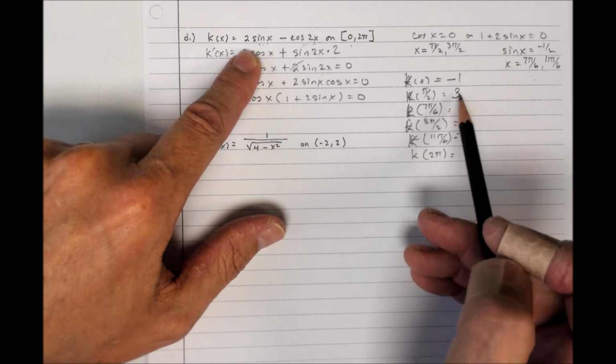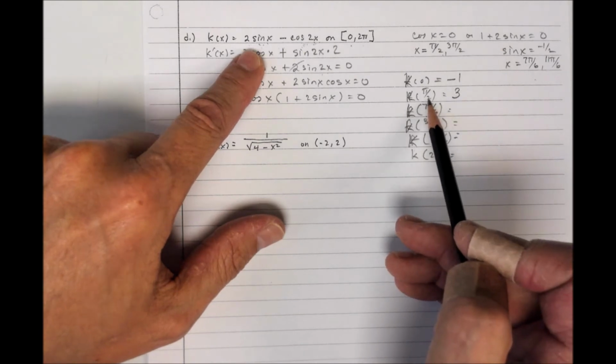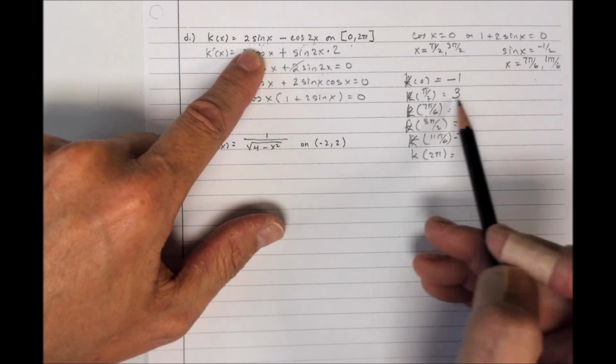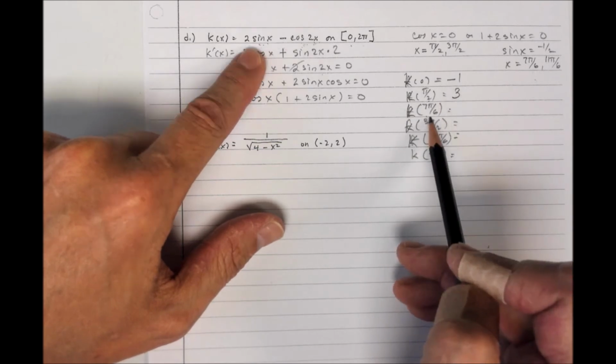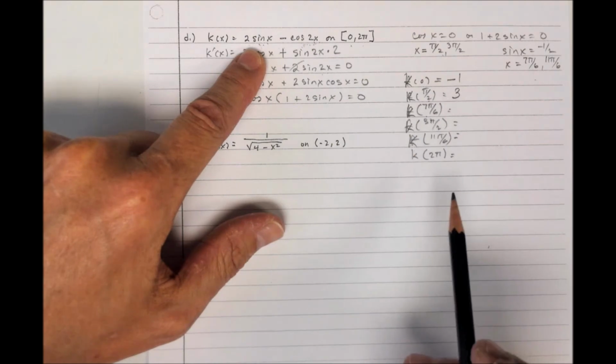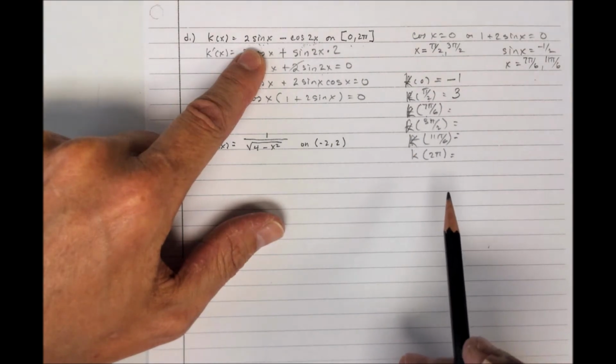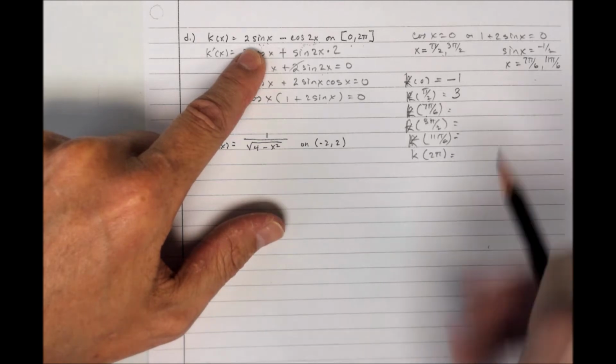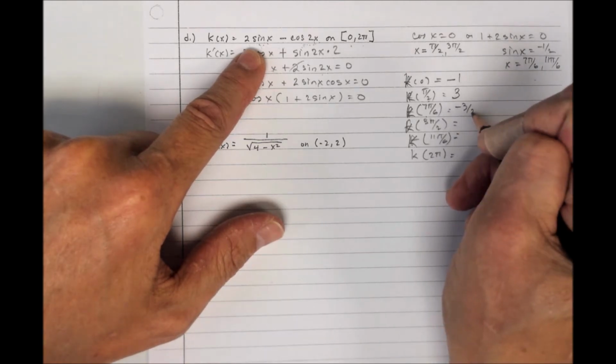Let's see. I may have plugged this into the wrong one. Let's see. That's 2. No, that was right. All right, so that would be -1 minus, let's see, cosine of pi over 3 would be 1/2. So -1 minus 1/2 is -3/2. We have a new smallest value.